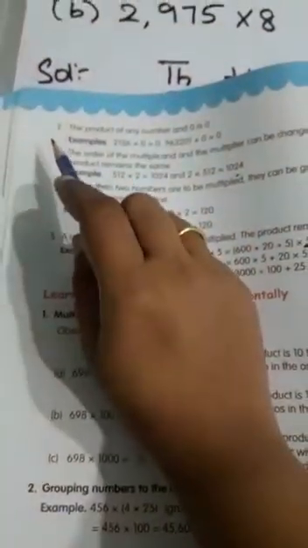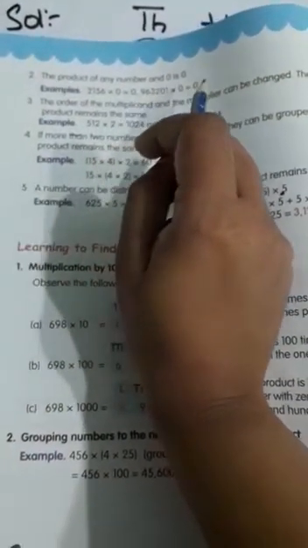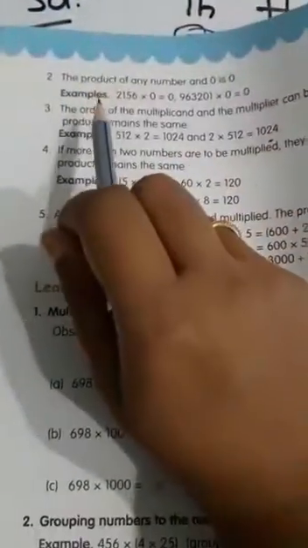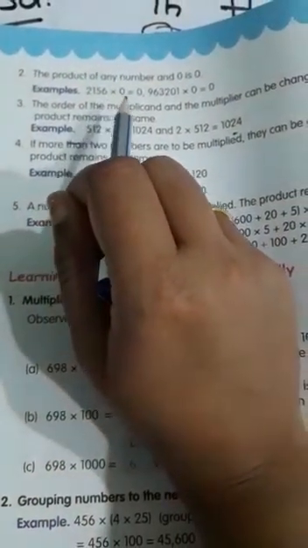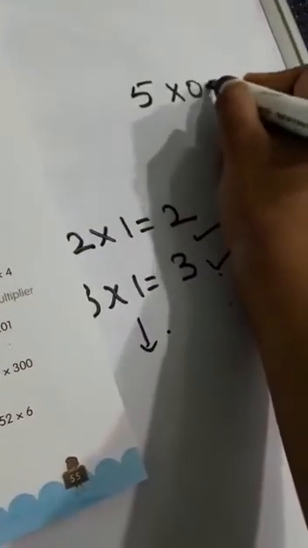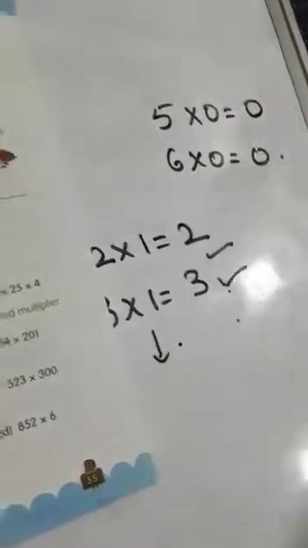This is page number 53. Now turn your page. This is page number 54. Okay. Second property: the product of any number and 0 is 0. Here they have given the example 2156 into 0 equals 0. Here also one more simple example: 5 into 0 equals 0. Here 6 into 0 equals 0. Okay, this is our second property.